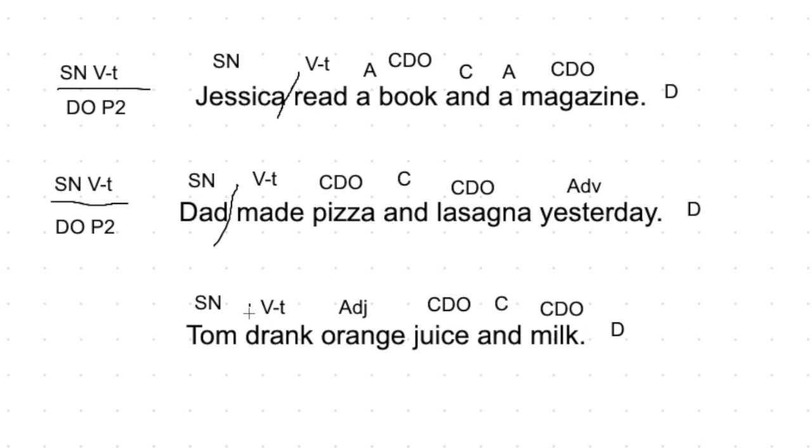Tom is the complete subject. Drank orange juice and milk is the complete predicate. Oops. And we have, it's hard to make this line. We have subject noun, verb transitive, direct object, pattern 2.